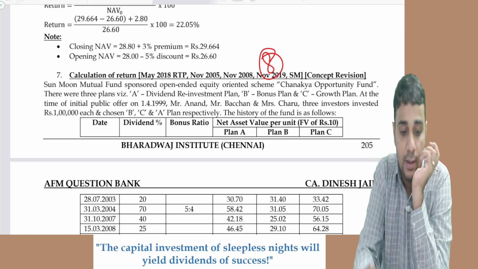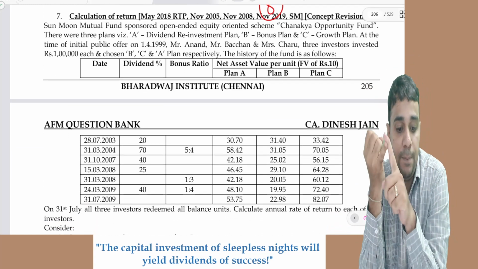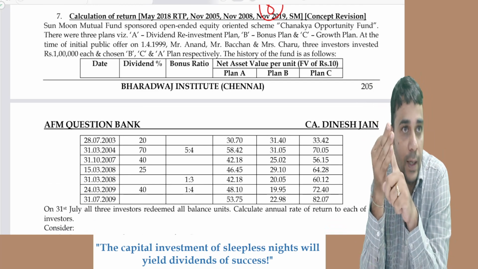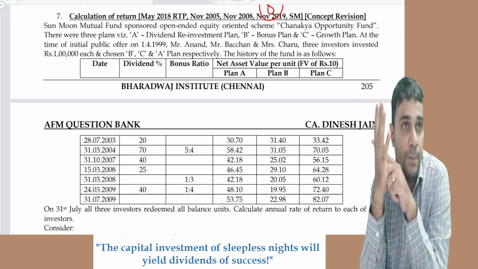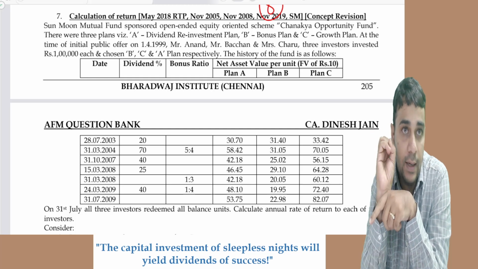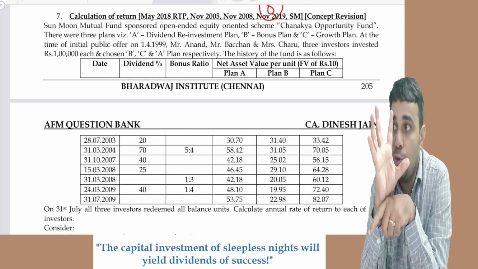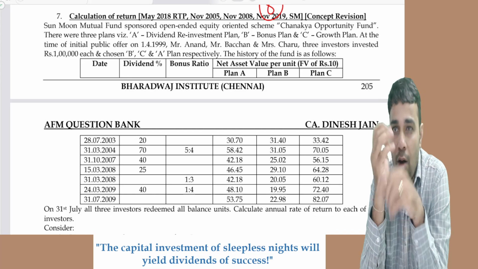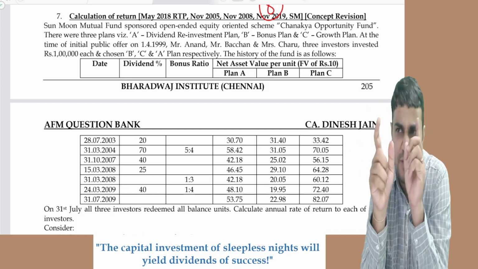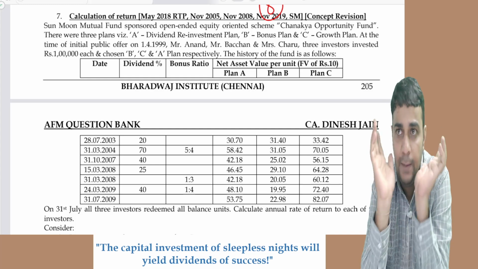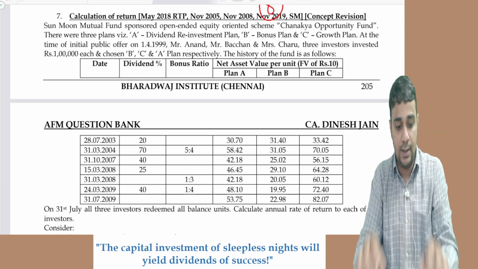So there are totally 5 dividends: 20%, 70%, 40%, 25%, and 40%. Totally 5 dividends have been paid. I have to do 5 times calculation. Obviously, it will be a very time consuming exercise. First period, we will do it together. Second period onwards, I will do only in Excel. Let's start. Working note 1.